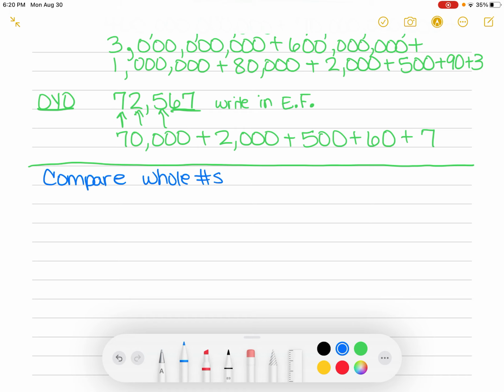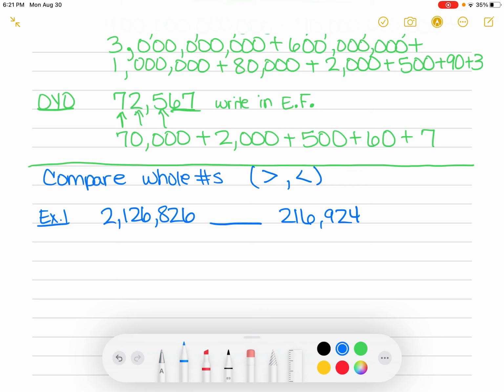Okay, so the first example is, if I have 2,126,826 and I want to compare that to 216,924. When we're comparing whole numbers, we're using the greater than sign and the less than sign. We'll talk more about those as we go on.